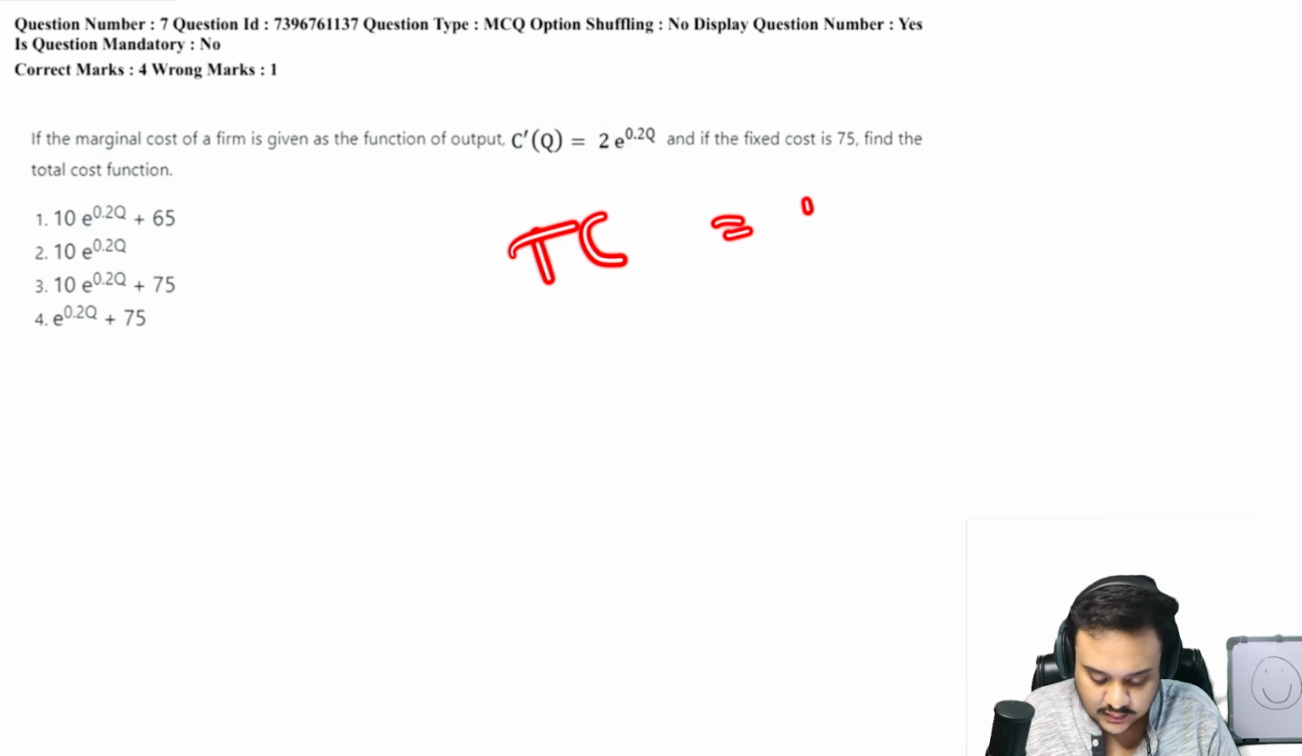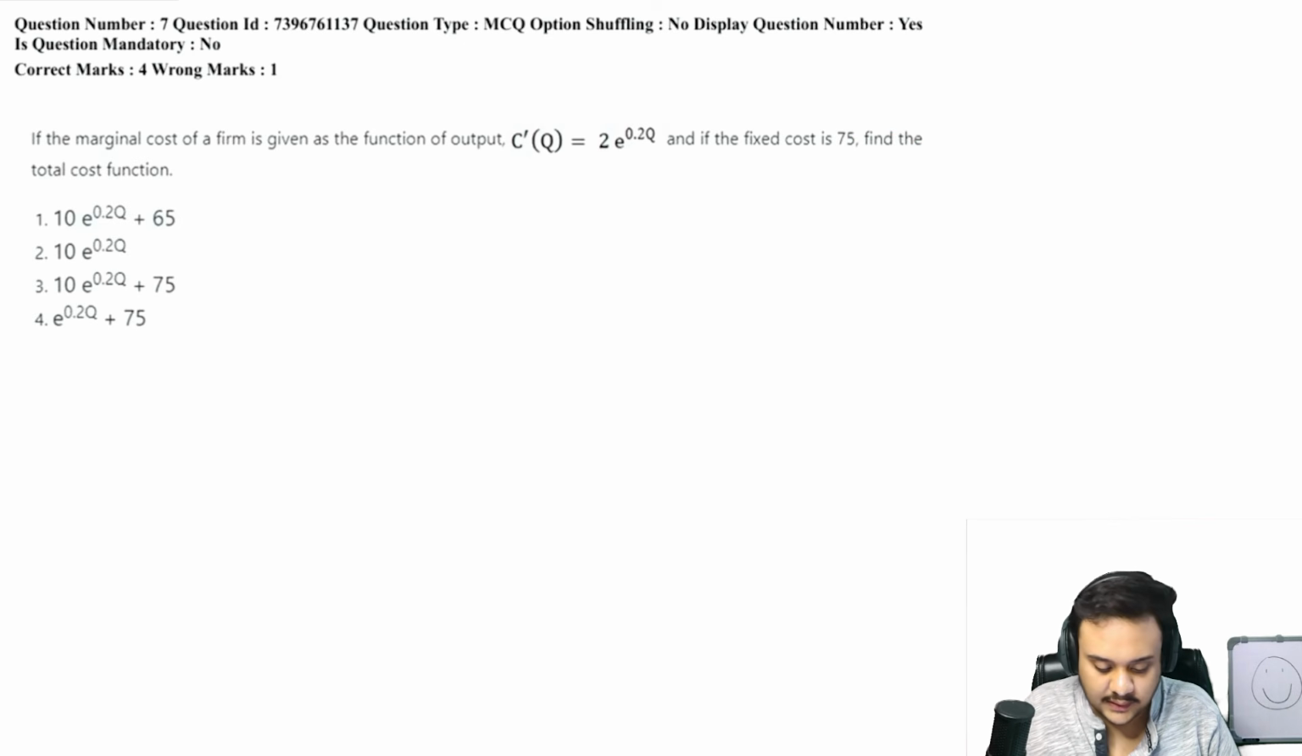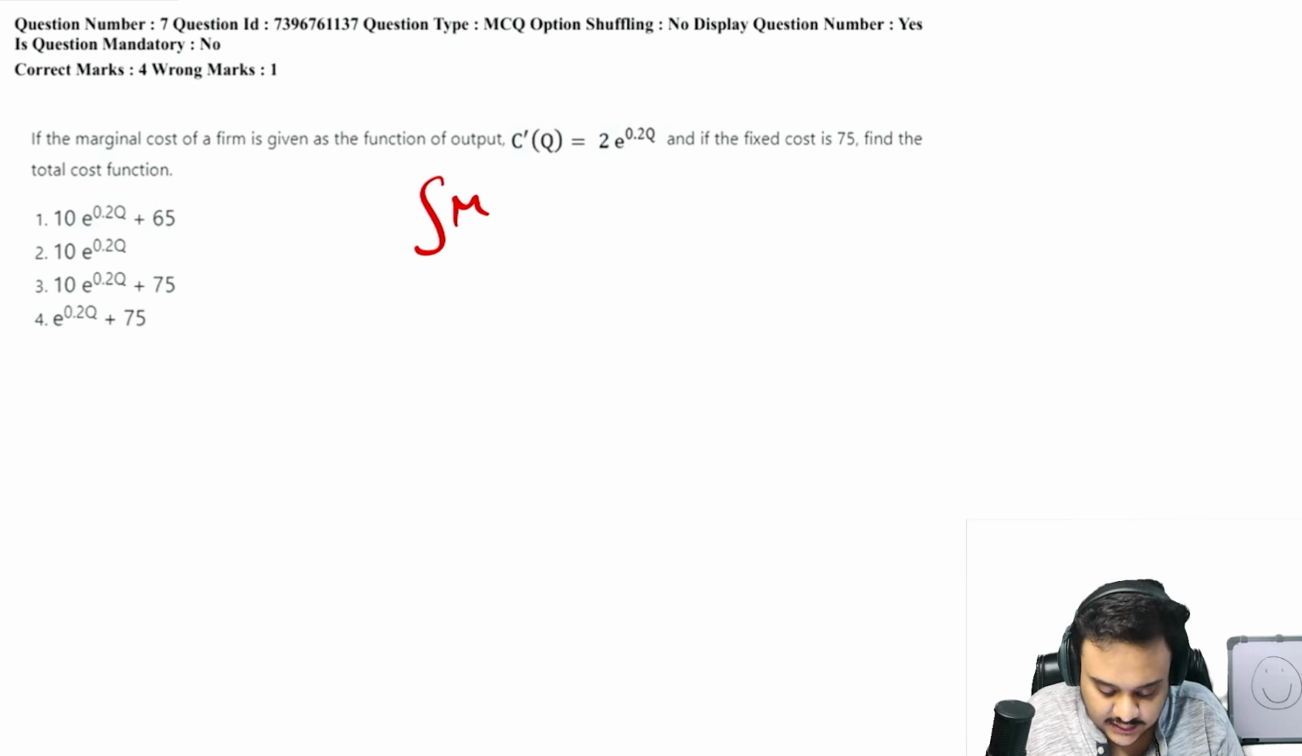You want to find TC, which is equal to TFC plus TVC. TFC is also already given to you. You just need to find TVC. Okay, so how do you do that? You have MC already. Just integrate MC. That is all you have to do.